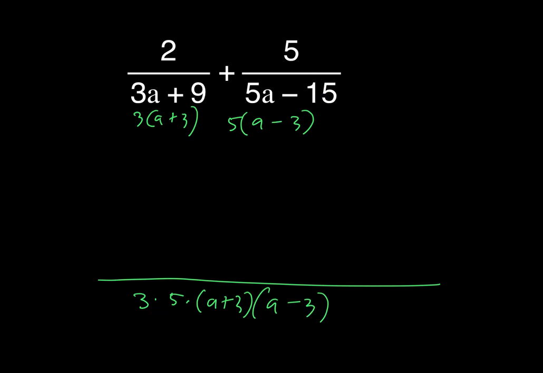Multiply it by 1. Specifically, I need there to be, in addition to the 5, a 3. So my denominator here will have a 3. In addition to the a minus 3, there needs to be an a plus 3. So this will be 3 times a plus 3.